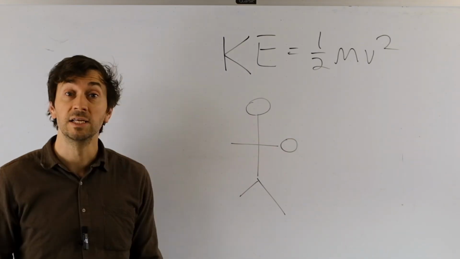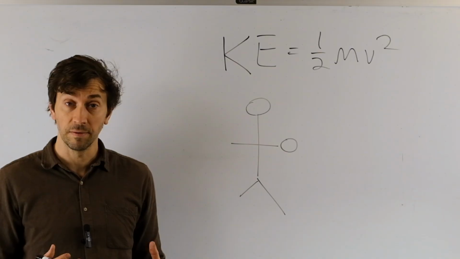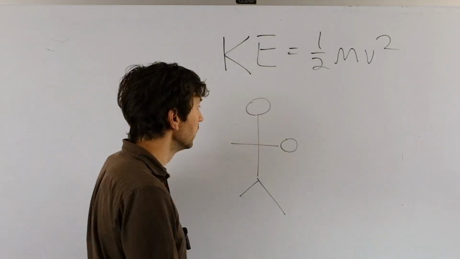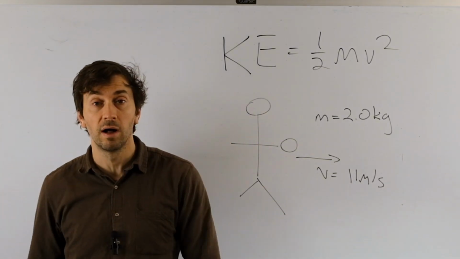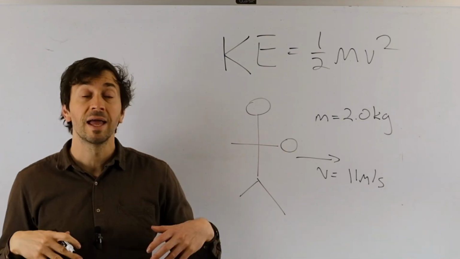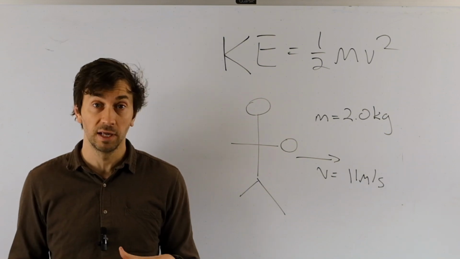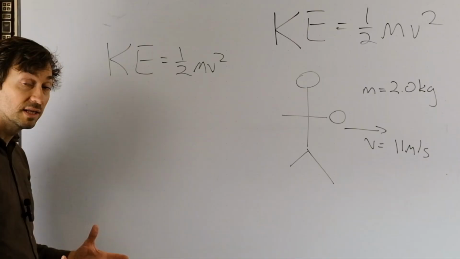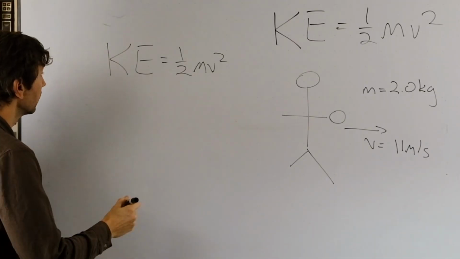Here's a man, he's got a ball and he's going to throw the ball. Let's say the ball has a mass of 2 kilograms. Let's say this guy throws this 2-kilogram ball at 11 meters per second. So this ball is going to fly. As it flies, it has kinetic energy, energy associated with the motion. To calculate the kinetic energy, we plug those numbers in that formula.